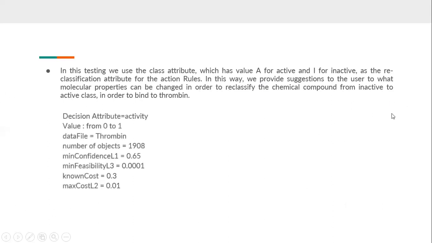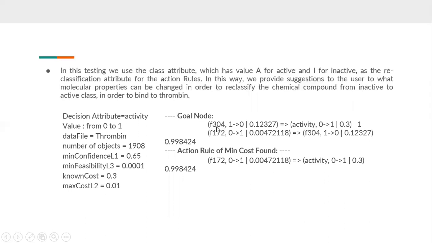These are some statistics, and this is the goal node. F304 is a compound feature which we need to change from 1 to 0, and in the same way F172 we need to change from 0 to 1, so that we can get this particular 1 to 0. And as per the transparency rule, in the end we can get activity from 0 to 1, which has 1 as confidence, and we can use this because we are using the transparency rule. So F172 from 0 to 1. This is how we can get the particular action rule with the minimum cost found.